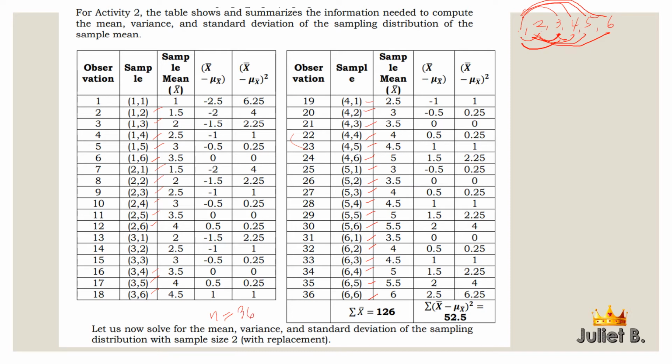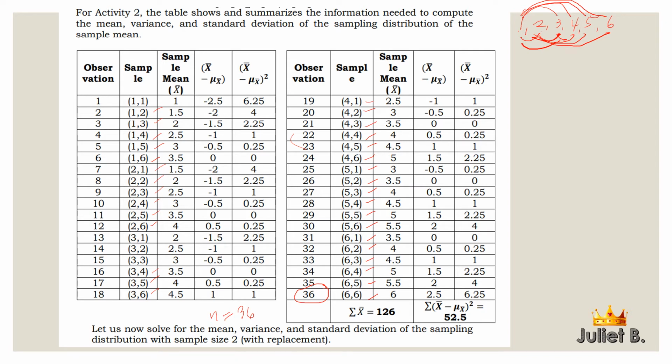Yan yung unang step, ilista lahat ng mga possible outcome. Ayan yung 36. Lista lahat ng possible outcome. Pag nalista mo na lahat ng possible samples, kuhanin mo ngayon ang mean ng bawat possible sample.